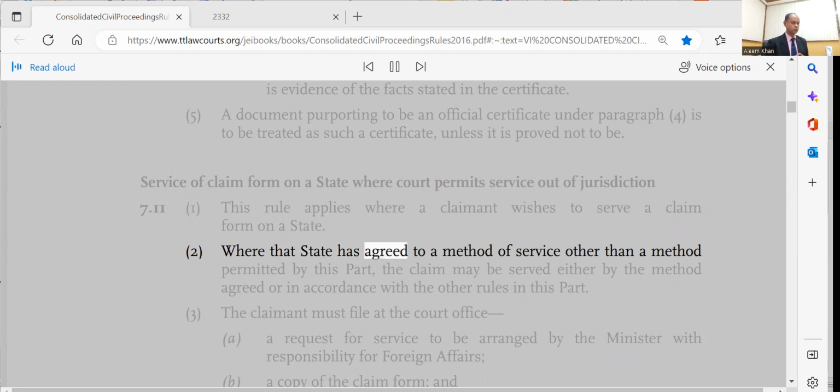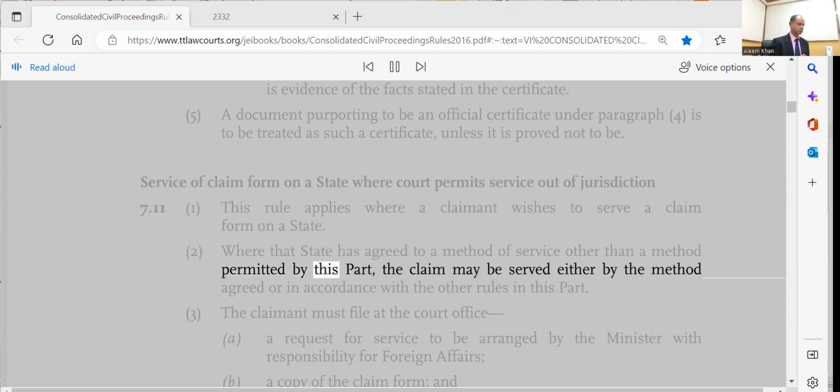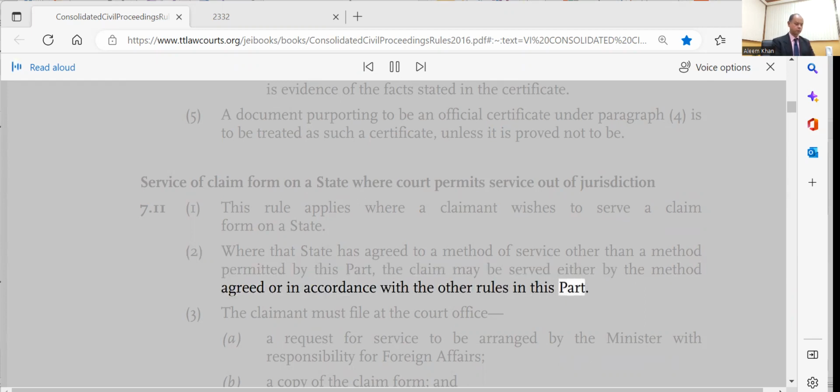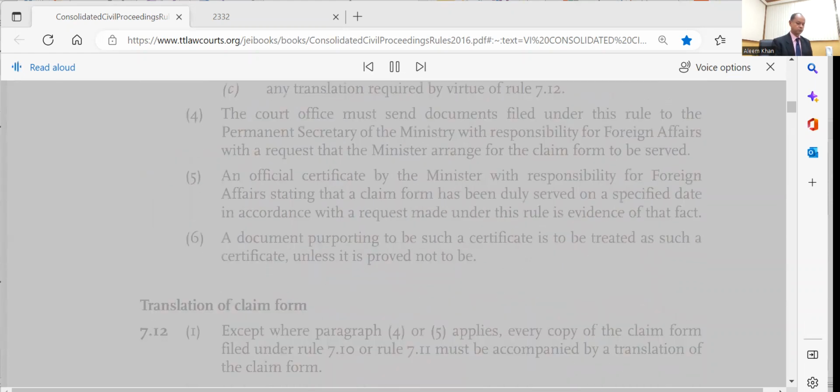2. Where that state has agreed to a method of service other than a method permitted by this part, the claim may be served either by the method agreed or in accordance with the other rules in this part. 3. The claimant must file at the court office a. a request for service to be arranged by the minister with responsibility for foreign affairs, b. a copy of the claim form, and c. any translation required by virtue of Rule 7.12. 4. The court office must send documents filed under this rule to the permanent secretary of the ministry with responsibility for foreign affairs with a request that the minister arrange for the claim form to be served.